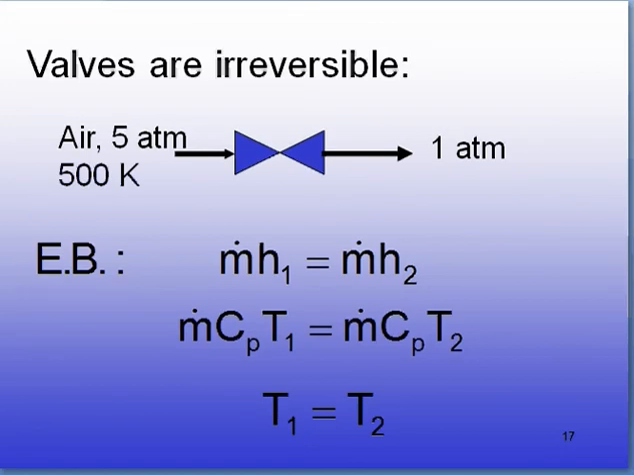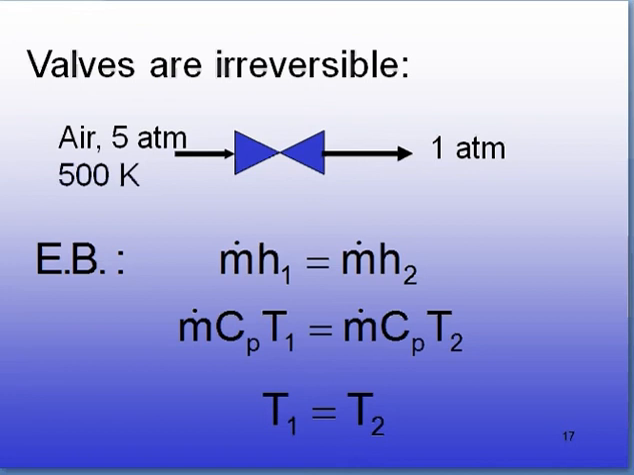Now let's talk about valves. Valves are irreversible also. Anytime you're using one, you have a gradient. Here it's a pressure gradient. It's going from a high pressure, 5 atmospheres, to low pressure, 1 atmosphere. And in a valve we're getting nothing for it.